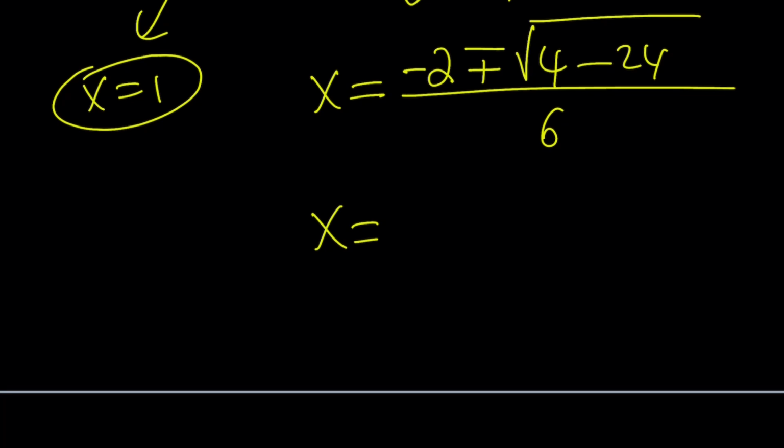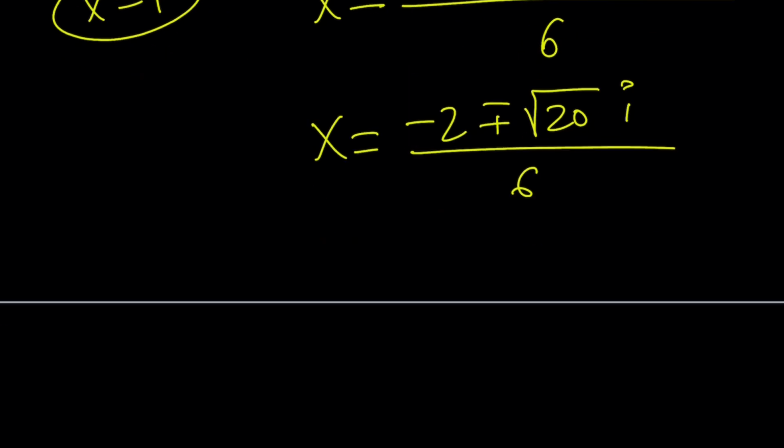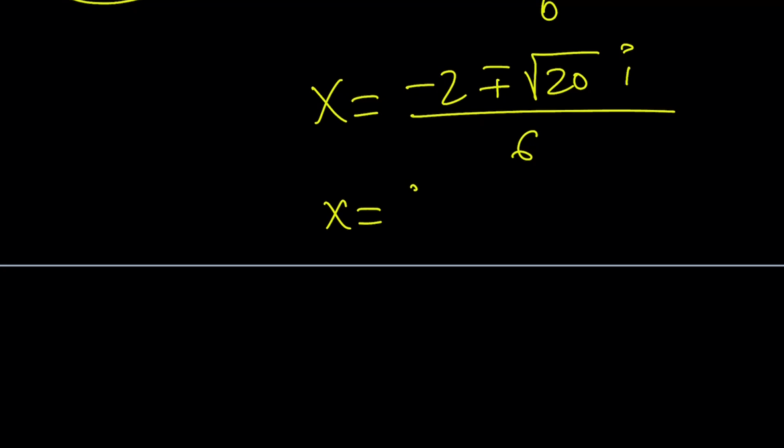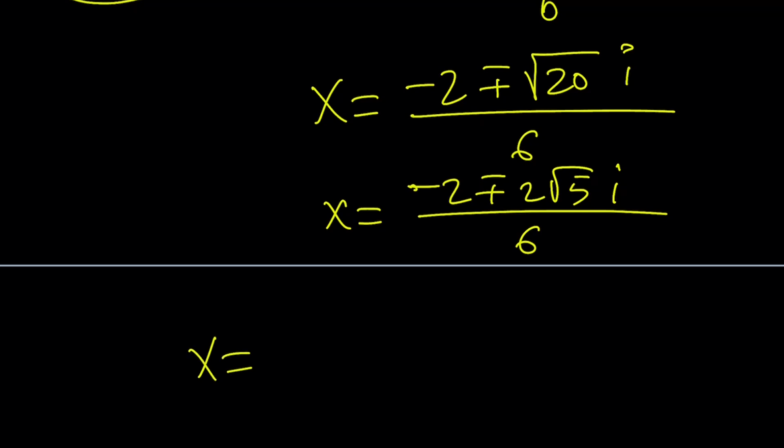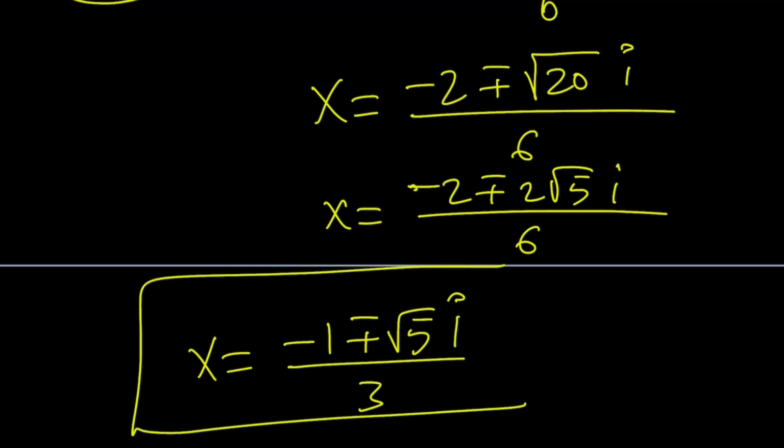So now x is going to become what? Negative 2, plus or minus the square root of negative 20. Remember, we talked about this, I think it was yesterday, recently. We're going to write it as the square root of 20 times i on the outside, divided by 6. And obviously, the square root of 20 can be simplified. We can write it as 2 root 5 i. And this can be simplified a little bit. It can be written as negative 1 plus or minus root 5 i over 3. And that's going to be our non-real complex solutions. And x equals 1 is the other one.